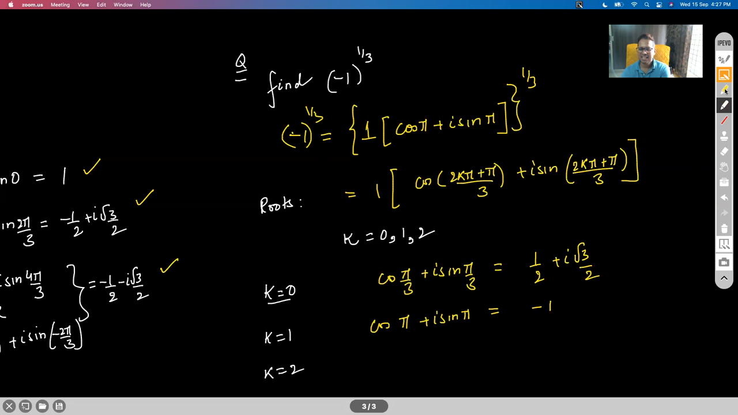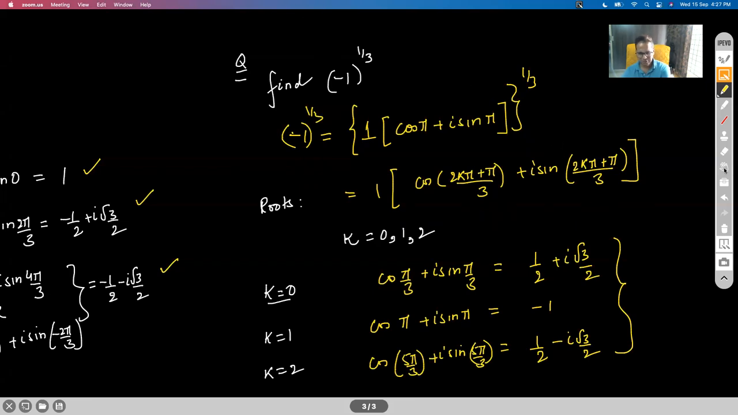And the third answer that I will get will be when you put k as 2. So if you put k as 2, you'll get cos 5 pi by 3 plus i sine 5 pi by 3. Cos 5 pi by 3 is a half, and sine 5 pi by 3 is negative root 3 by 2. So these are your three cube roots of negative 1.